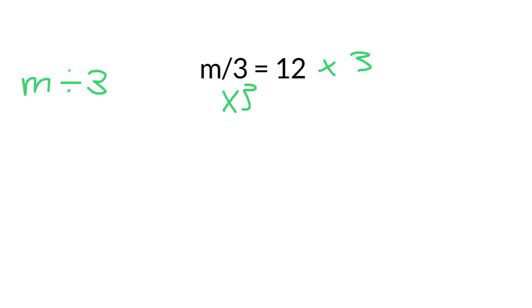So what I'll end up with, we'll eliminate that 3 on the left-hand side. I'll end up with m equals 12 times 3. And that will equal, hopefully our multiplication table will tell us, m equals 36. And that makes sense for our answer. m equals 36 is the correct answer.